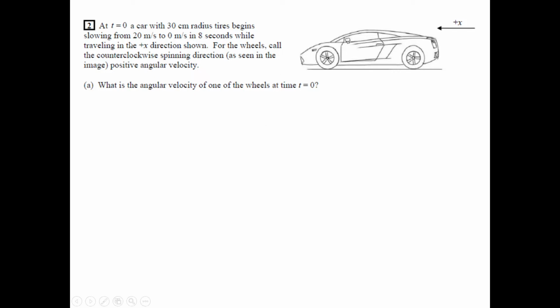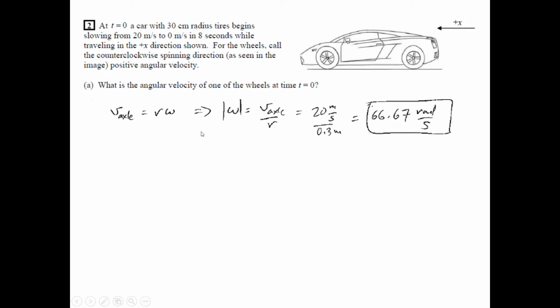And to get this, at time t equals 0, all we know is that it's moving at 20 meters per second in the plus x direction. So we can use that relationship we obtained just before stopping the last video: V axle equals r omega. The speed at which the axle is traveling relative to the ground is the same as the speed of the car. So V axle is 20 meters per second, and we know r, so we can figure out what omega is. Here we only really care about the magnitude of omega, but the angular velocity in this case is positive. So the omega we should be getting is 20 meters per second divided by 0.3 meters, which is 66.67 radians per second.